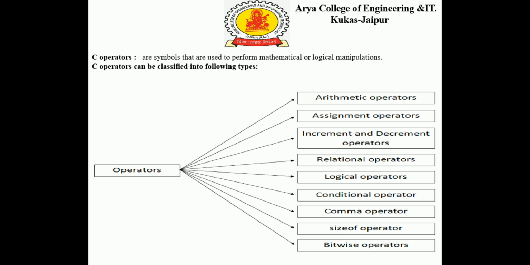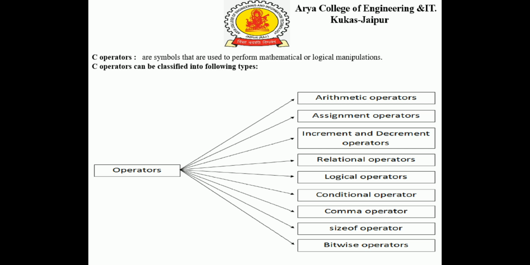We can see arithmetic operators are very frequently used by us: plus, minus, multiply, divide, and modulus. Assignment operators are the operators that we are using for different assignment purposes. Then increment, decrement operators, unary operators, plus plus and minus minus, that we are using. Then logical operators: and, or, and not.